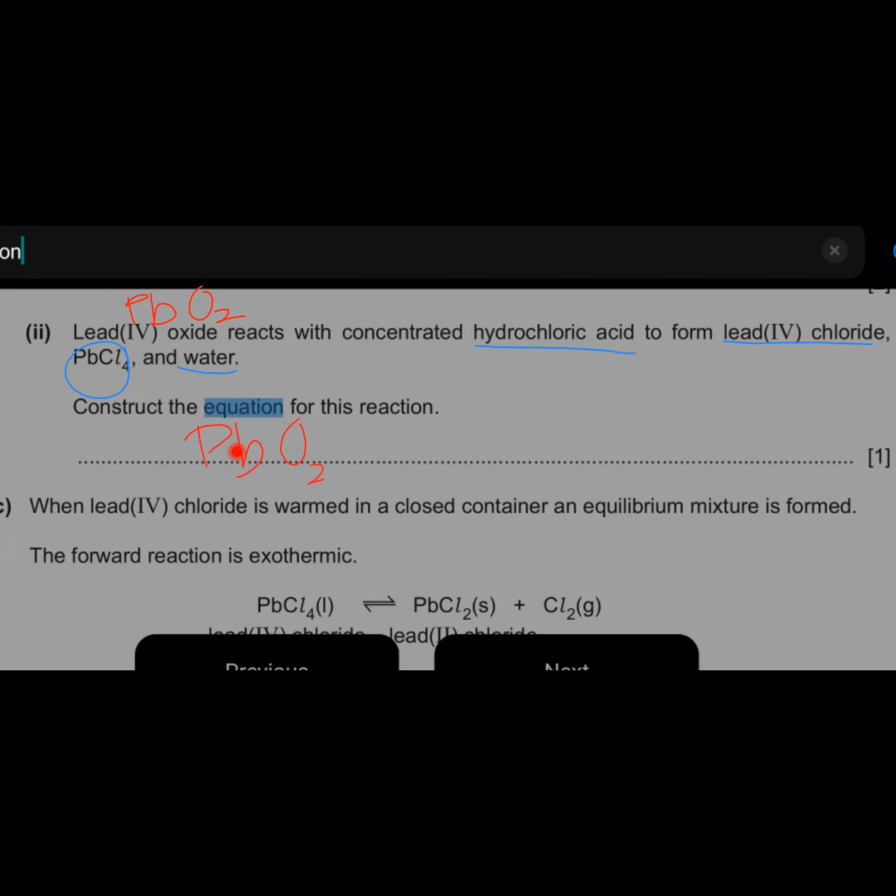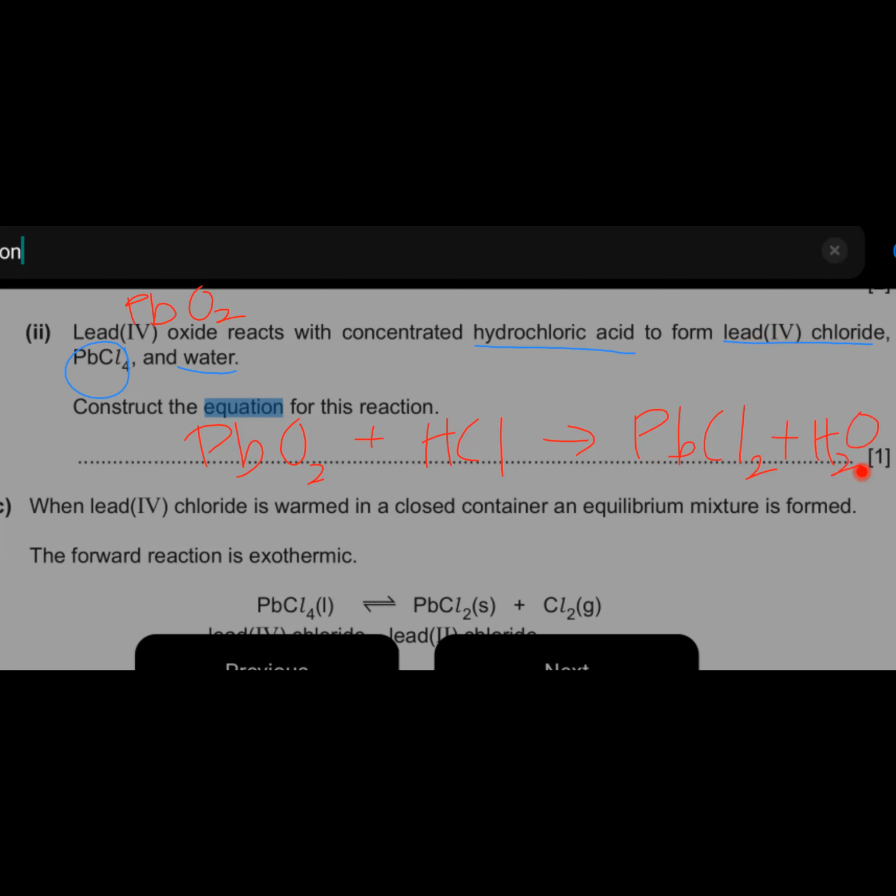Lead 4 oxide and hydrochloric acid. This, of course, everyone is supposed to know the formula. Hydrochloric acid is HCl, just HCl. And then you get lead chloride, right? It's also lead 4 chloride, so lead chloride you write like this because lead is a +4 ion here, and chloride is -1 always, right? With -1 and +4, you get lead chloride like this, and then you have to balance this.